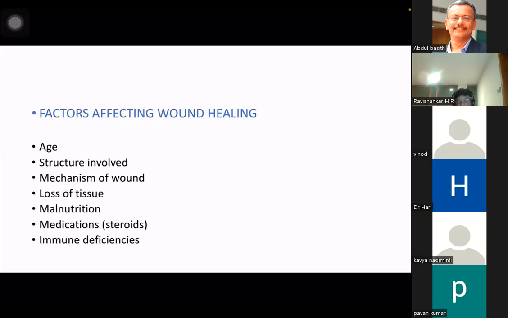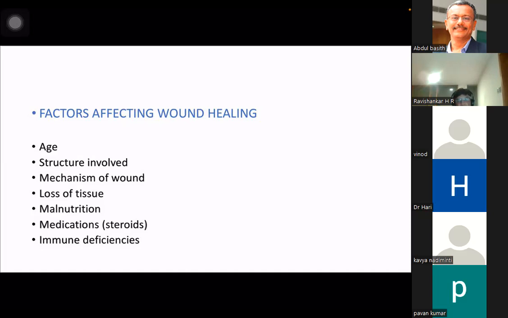And also the trace elements. For example, you have zinc and selenium, molybdenum, and then manganese, all these things are essential in wound healing. So whenever there is chronic malnutrition, there is obviously depletion of the proteins, depletion of all the trace elements, and depletion of the vitamins also. So I think all of this is a combined factor that affects the wound healing.